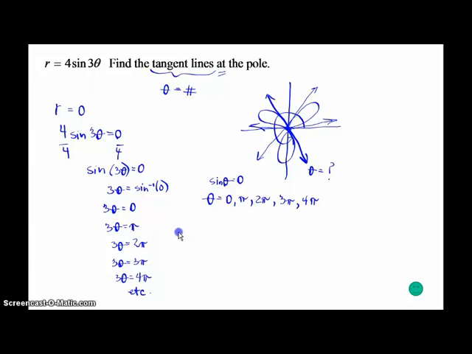So here we have theta measures of 0. Here the theta measure is pi over 3. Here the theta measure is 2 pi over 3. Here the theta measure is pi, and you can see we're still within 1 revolution here. Here the theta measure is 4 pi over 3, so we're still in 1 revolution, and we could keep going. 5 pi over 3, and then 6 pi over 3, or 2 pi.